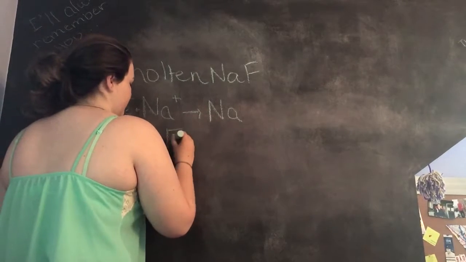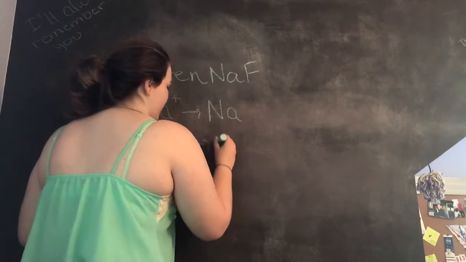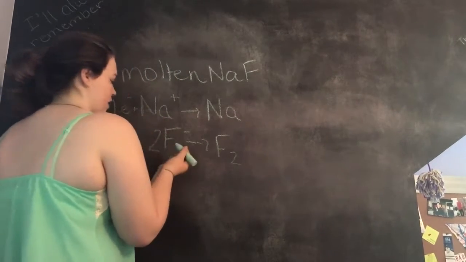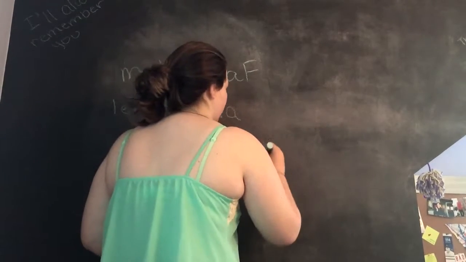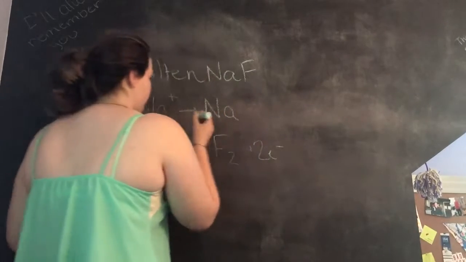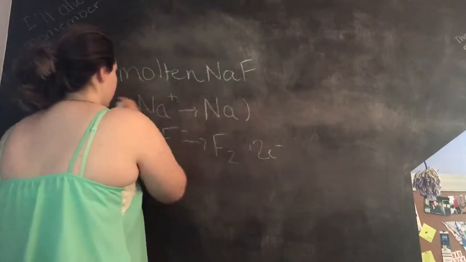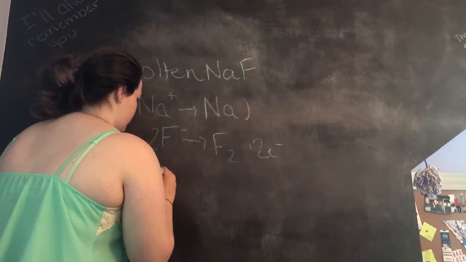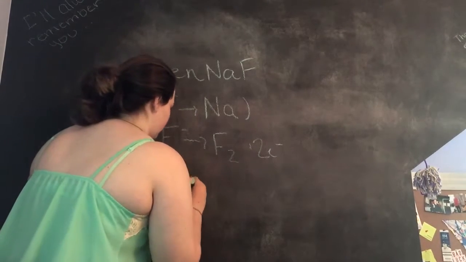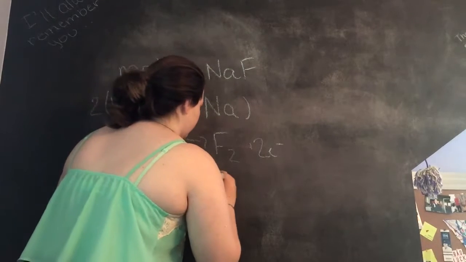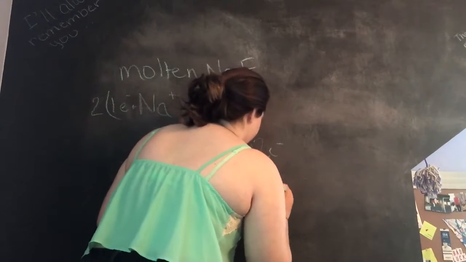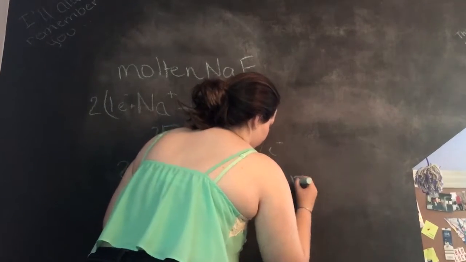And then F- goes to F2 because it's a halogen. So you need to balance this with 2F- making F2 and add 2 electrons. And to balance out the electrons, you're going to multiply this one by 2. So you get 2 Na+ plus 2 F- makes 2 Na plus F2.